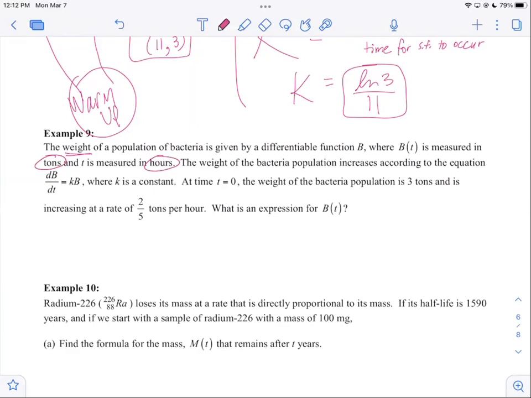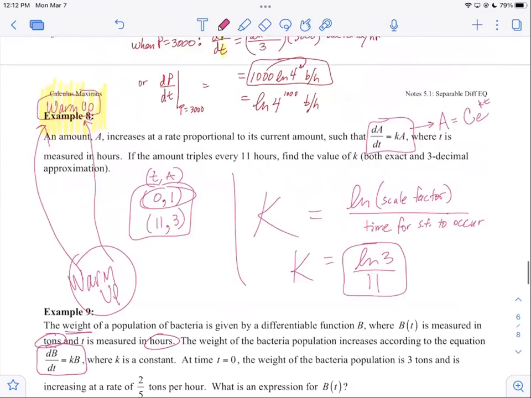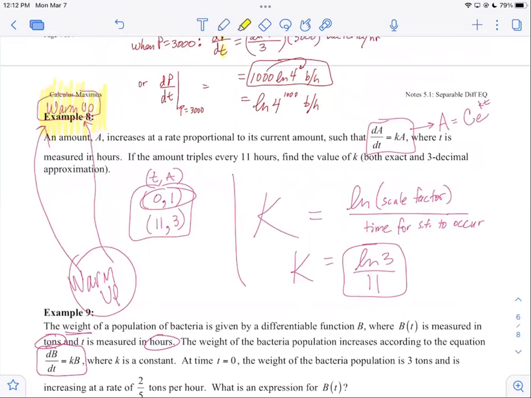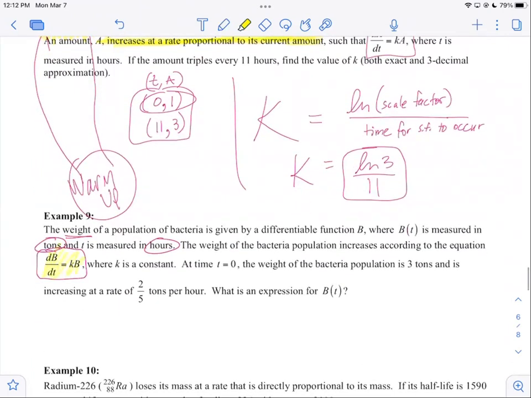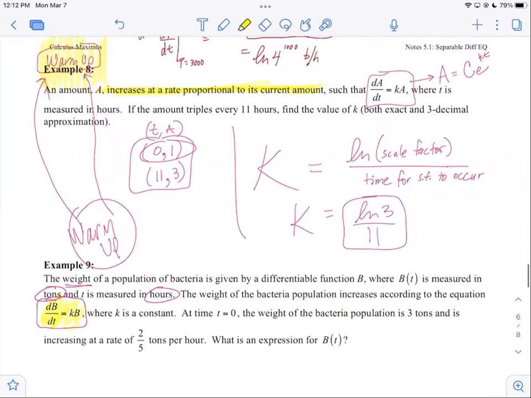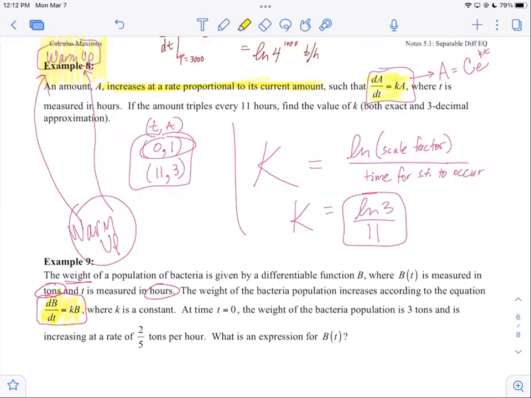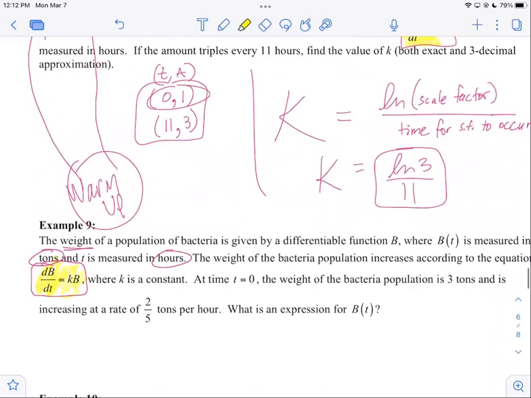The weight of the bacteria population increases according to the equation dB/dt equals k times B, where k is a constant. One of the things with this type of differential equation is you have to be able to recognize it either from the verbal description, like up here: A increases at a rate proportional to its current amount. That's the giveaway wording. Or you recognize it from the differential equation, which is dy/dt equals k times y, or dA/dt equals k times A, or in this case, dB/dt equals k times B.